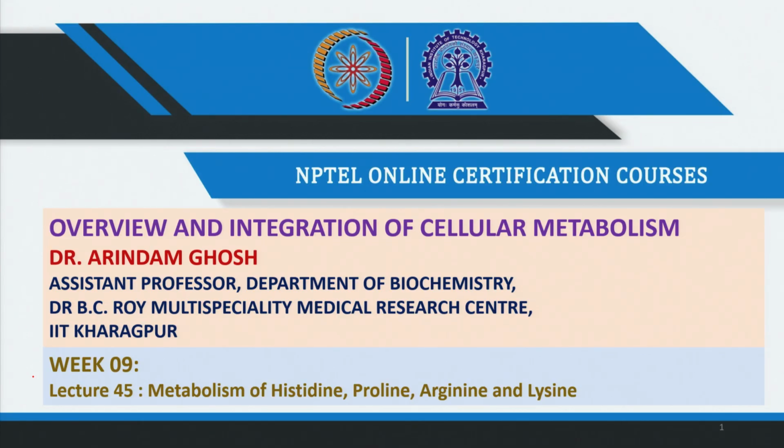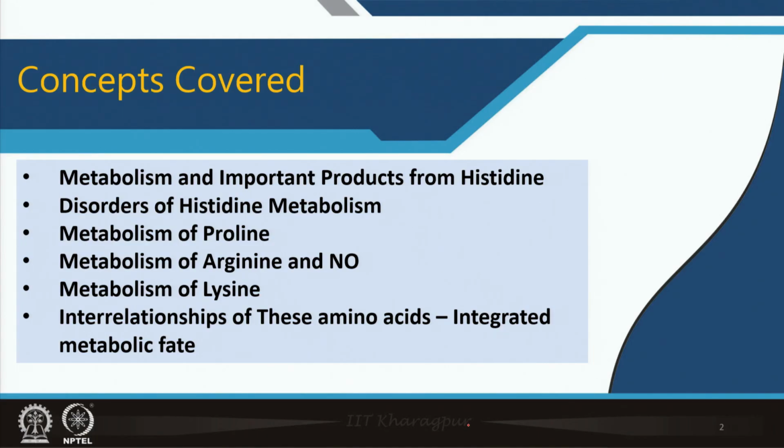We are continuing with amino acid metabolism. This is the last class of amino acid metabolism. We will be discussing amino acid metabolism again when we move to the integration section and inborn errors of metabolism. Today's topic is metabolism of histidine, proline, arginine and lysine. We have a lot to cover and these are the concepts that we will be discussing today.